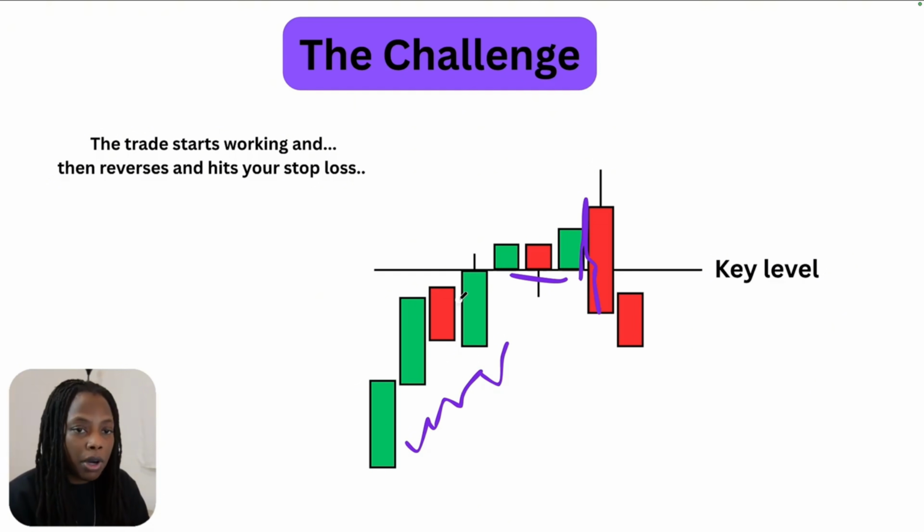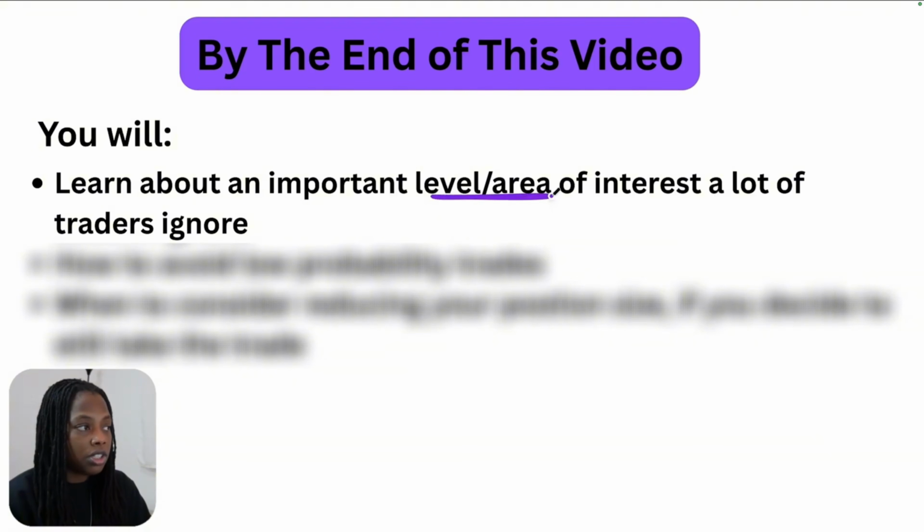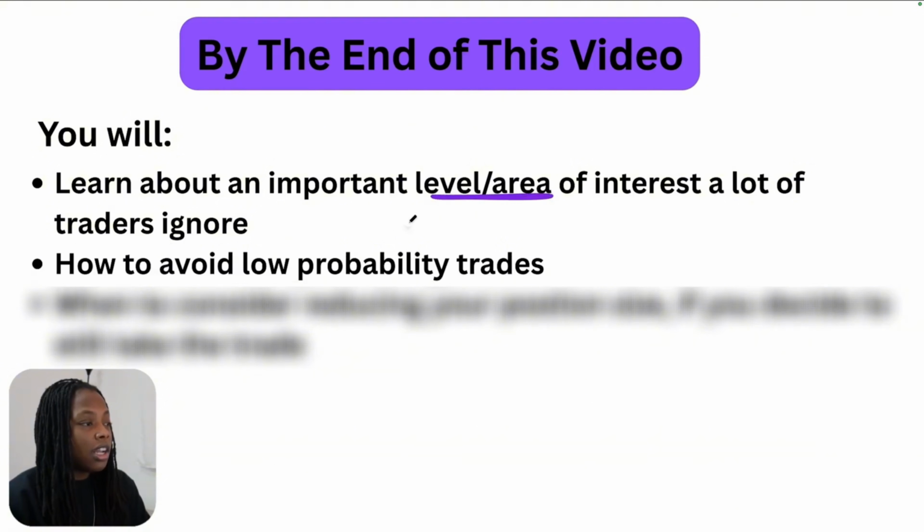I agree, yes, but sometimes there are some key things that you're missing on these trades, and that's why it did not work out. So after I found this happening to me, and I used to get frustrated a lot, I spent time reviewing my trades and I realized that I was missing three things that I'm going to show in this video, of course with chart examples as well. So by the end of this video, you're going to learn the important key level and area of interest a lot of traders ignore, and how to avoid low probability trades.